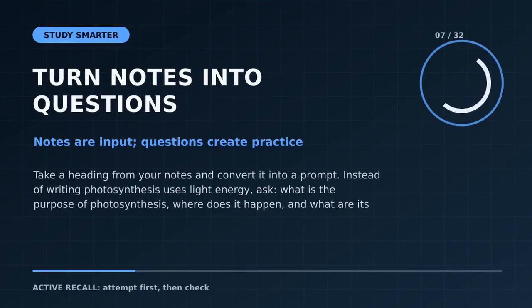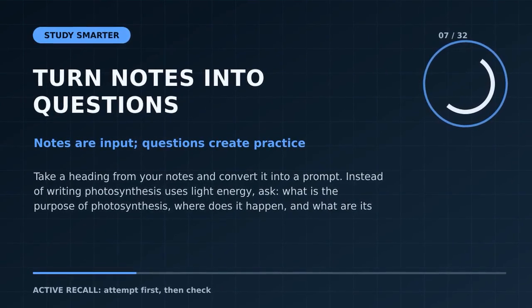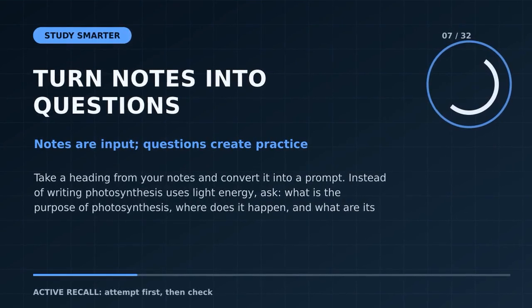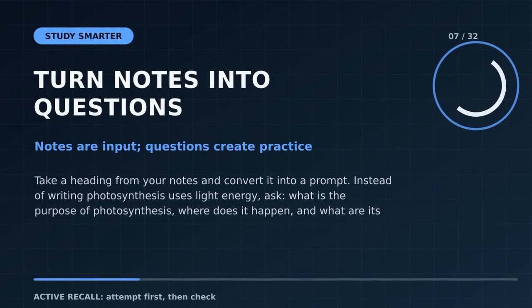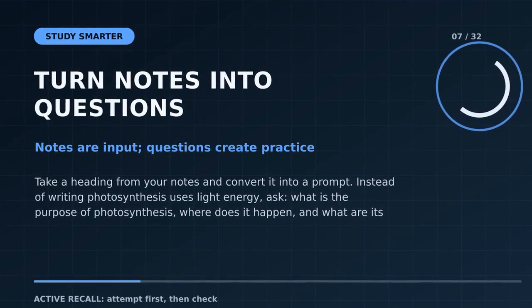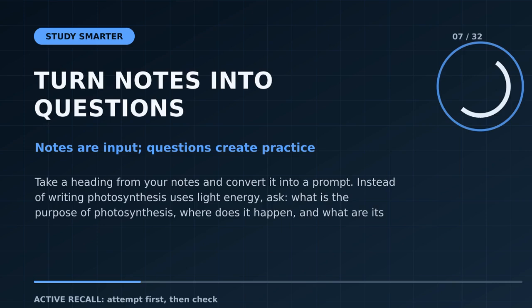Take a heading from your notes and convert it into a prompt. Instead of writing "photosynthesis uses light energy," ask, what is the purpose of photosynthesis, where does it happen, and what are its main inputs and outputs? A good question makes you generate, compare, explain, or choose, rather than merely recognize a phrase.